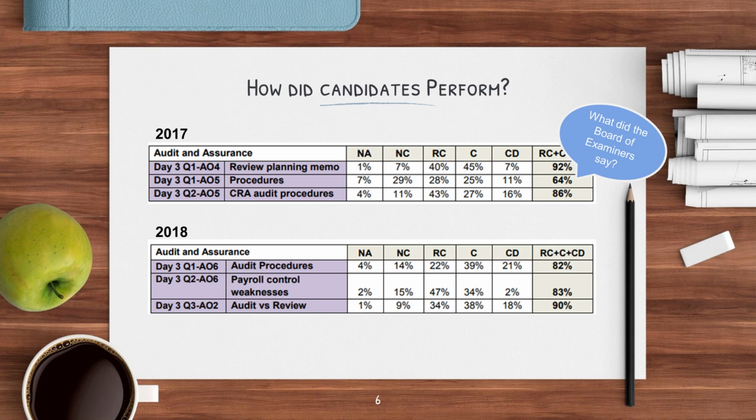So now let's look at what the Board of Examiners said. And for people who don't know who they are, these are the people who actually give comments on how candidates did on the overall exam. And you can actually find all of their comments in each year's Board of Examiner reports. So for this case, the Board of Examiners said that candidates needed to do review procedures.